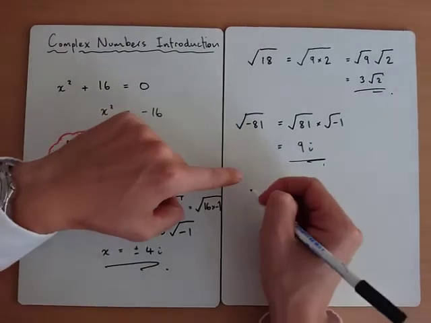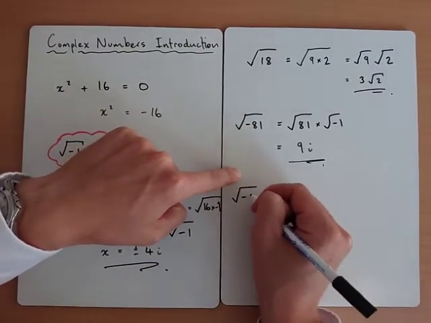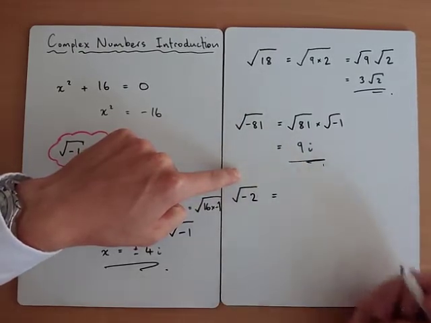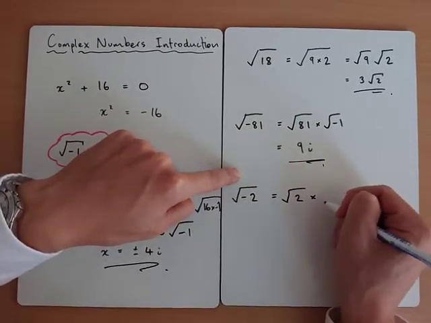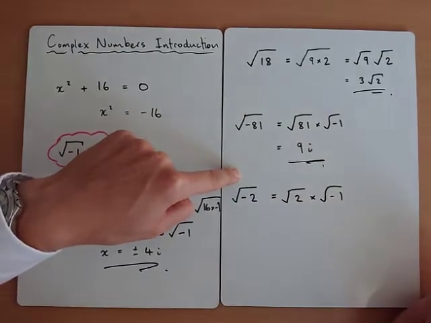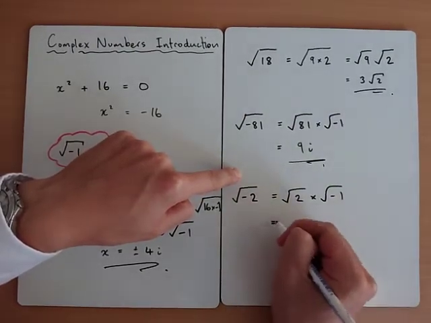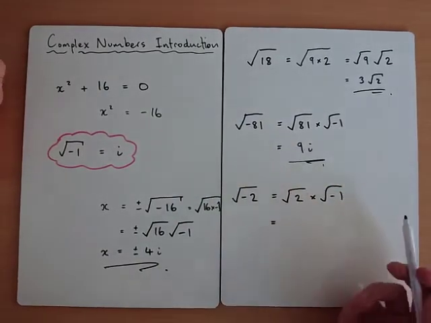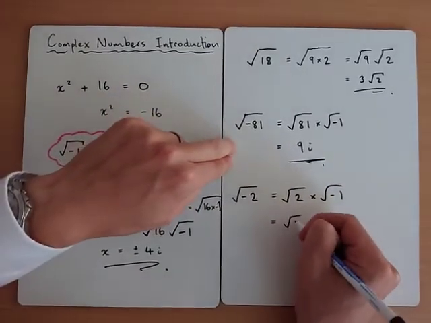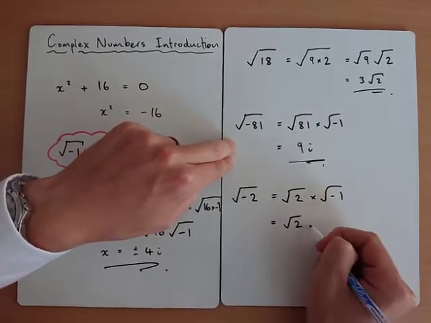Let's try another one. What's the square root of minus 2? What's the square root of 2 times the square root of minus 1? Now, you're not always going to be able to simplify these. Like the square root of 81 is 9. The square root of 2 is just the square root of 2. The square root of minus 1 is I.